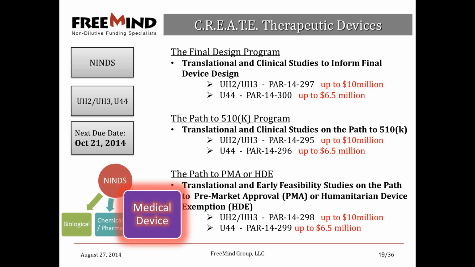And the next is the R43, which is an SBIR Phase 1, and the R44, which is an SBIR Phase 2. So the Phase 1 is up to $225,000, and the Phase 2 is for up to $1.5 million. And so as you can see, the next due date for this is November 4th.